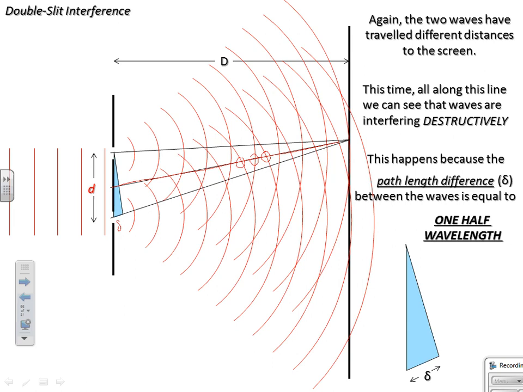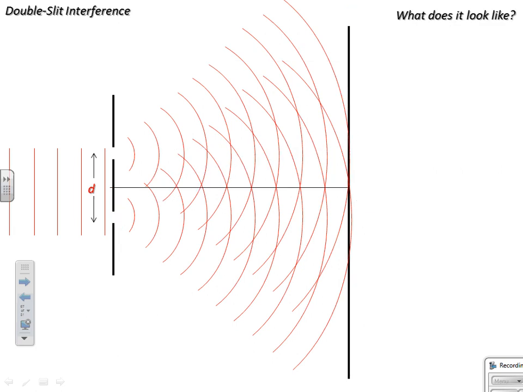So how these waves interfere when they get to the screen, here's the screen, depends entirely on the difference in the length of their path to get there. All right, what does this look like?